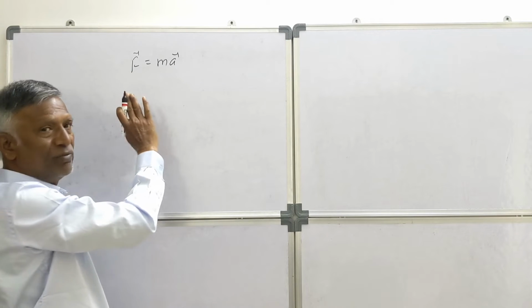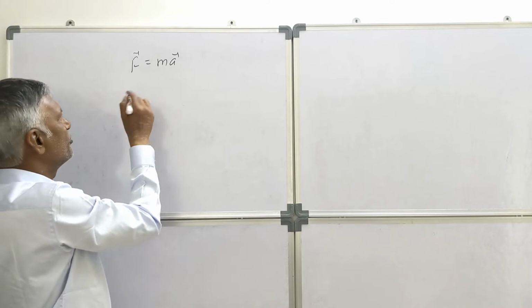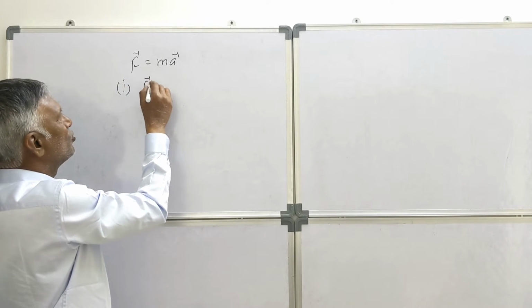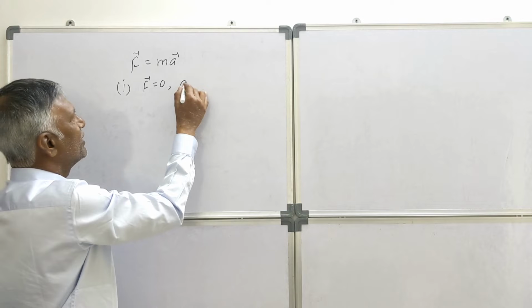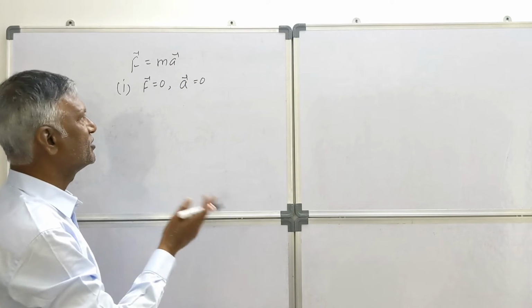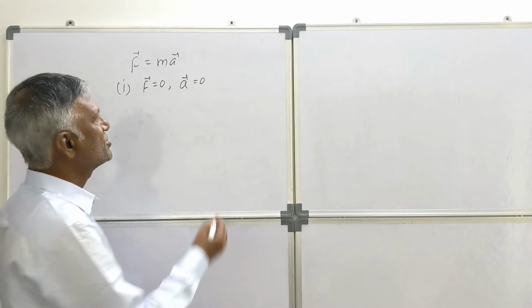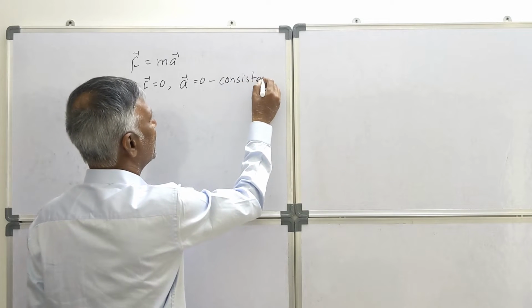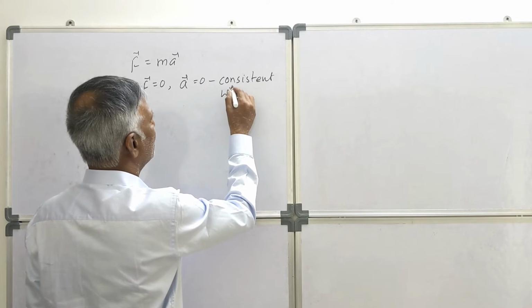न्यूटन सेकंड लॉ, अभी मैथमेटिकली F is equal to ma we can write. In first case F is equal to 0 है तो a is equal to 0 हो जाएगा. Because m cannot be 0, so a is equal to 0. This is consistent with first law.